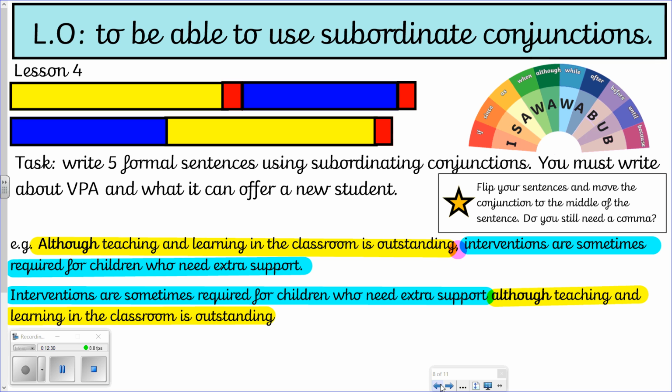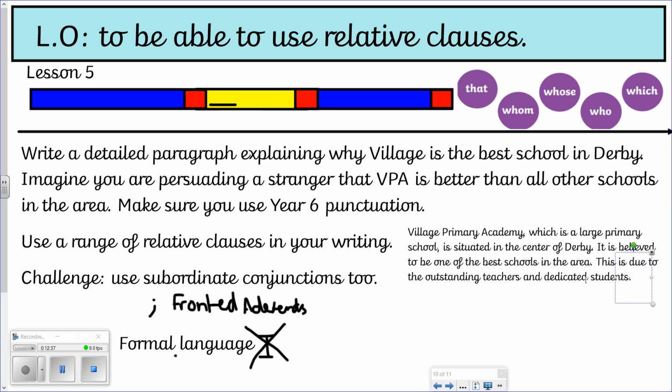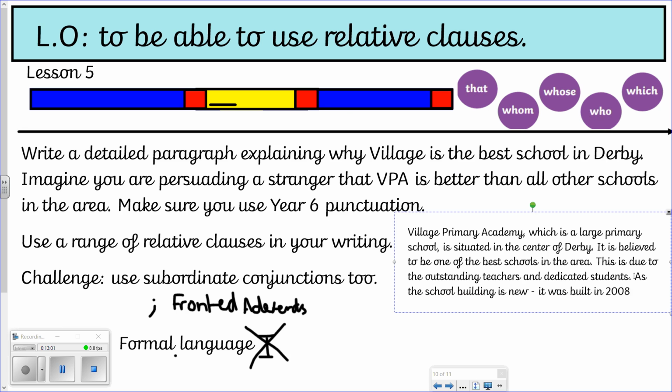So you could write something like: as the school building is new, and then I'm going to put it was built in 2008. Okay, so I've used dashes to add a bit of parenthesis. As the school building is new, actually we'll get rid of that and we'll go for: as the school building is new, the classrooms are very light and airy.